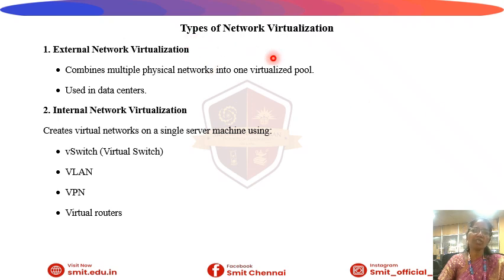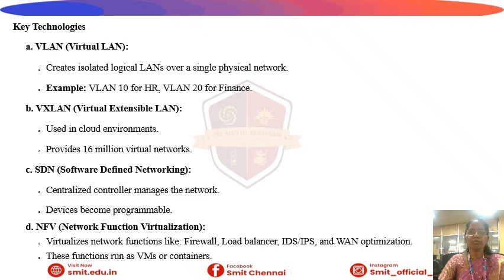What are the different types of network virtualization? External network virtualization and internal network virtualization. External network virtualization combines multiple physical networks into one virtual network. It is used in data centers. Then the second one, internal network virtualization, creates a virtual network on a single server machine using virtual switches, VLAN, VPN, and virtual routers.